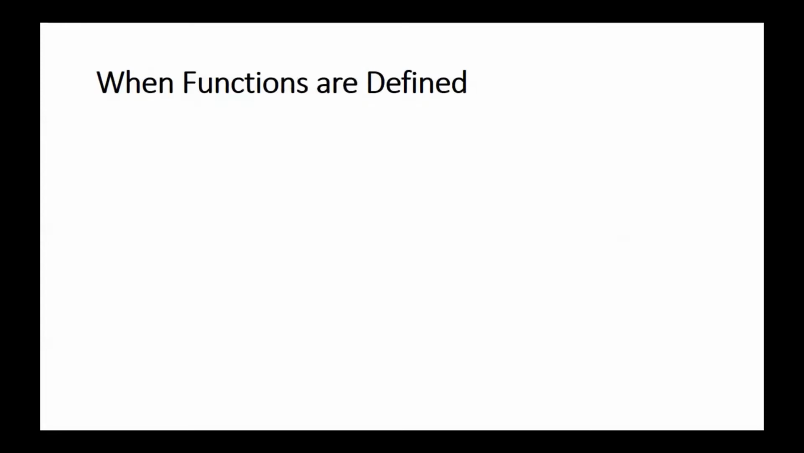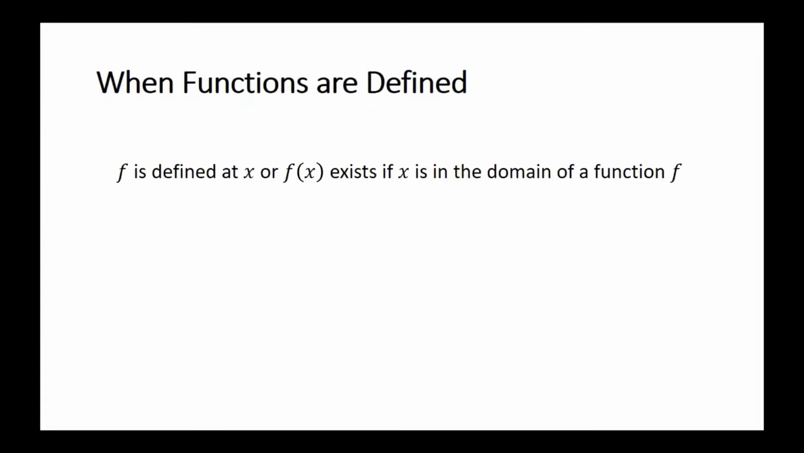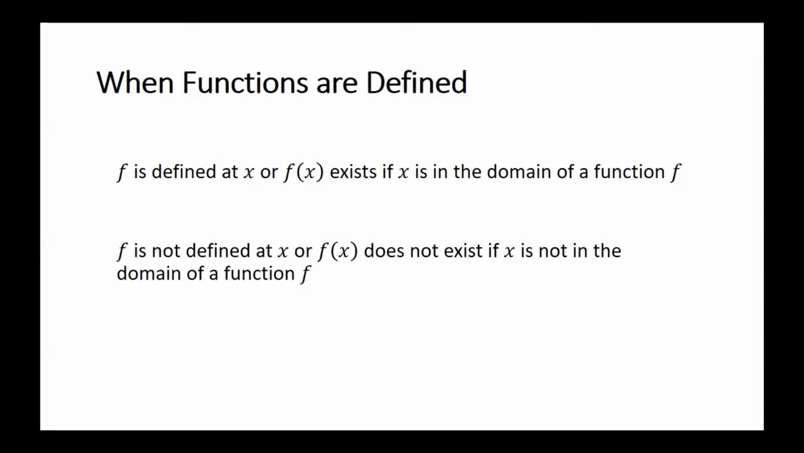When are functions defined? f is defined at x, or f of x exists, if x is in the domain of a function f. What that's saying is, if your input is in the domain of the function, then there will be an output f of x. f is not defined at x, or f of x does not exist, if x is not in the domain of a function f. So that's saying if x is not in your domain, then there will be no output f of x associated with it.